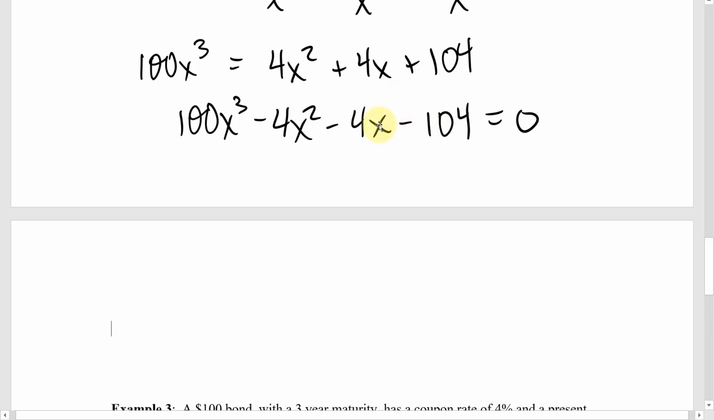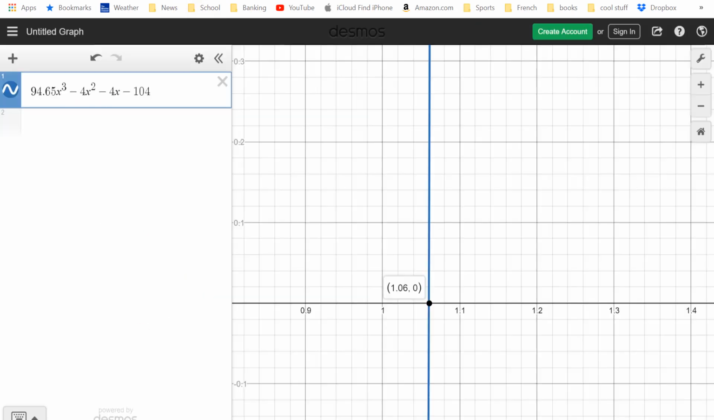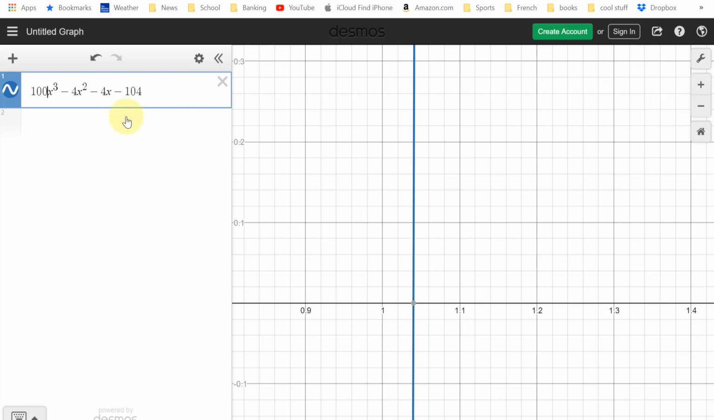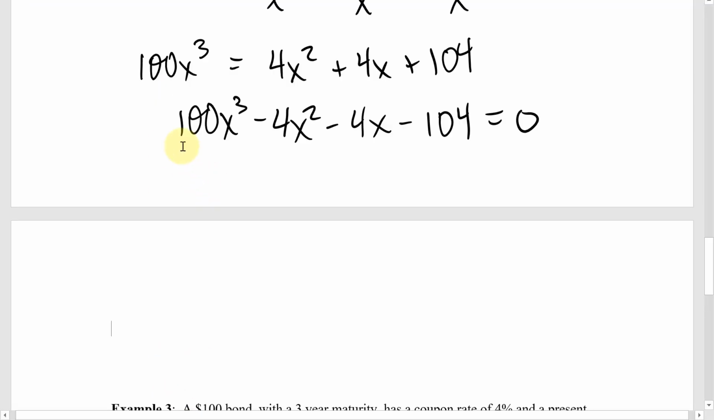So let's do it both again. So on Desmos, what does it look like? Actually, the equation, the only thing that changed was that present value. The actual market price of the bond went to 100. Everything else is exactly the same. This is the polynomial that I'm trying to solve. I want to know when that's equal to 0, right? 100x cubed minus 4x squared minus 4x minus 104. I want to know when that's equal to 0.